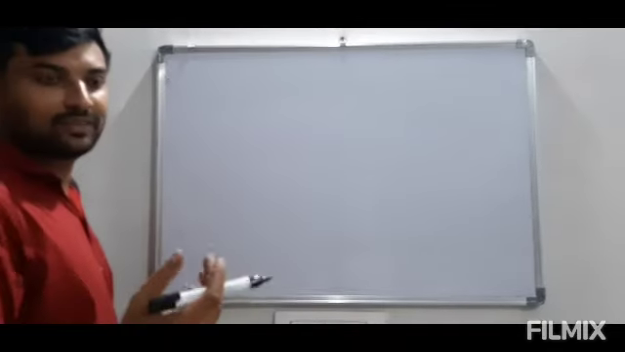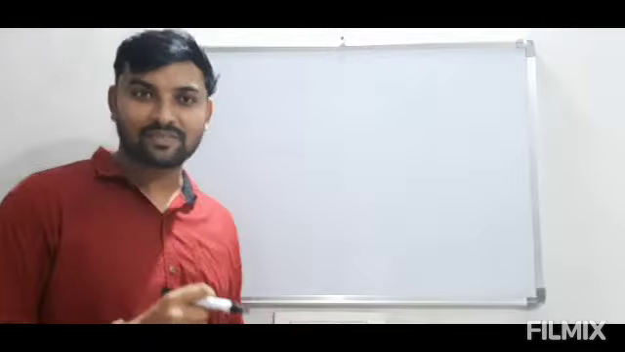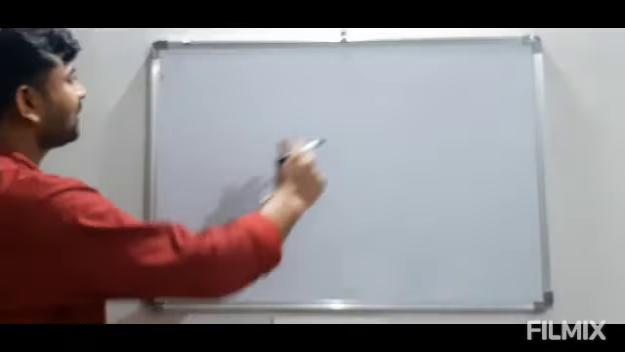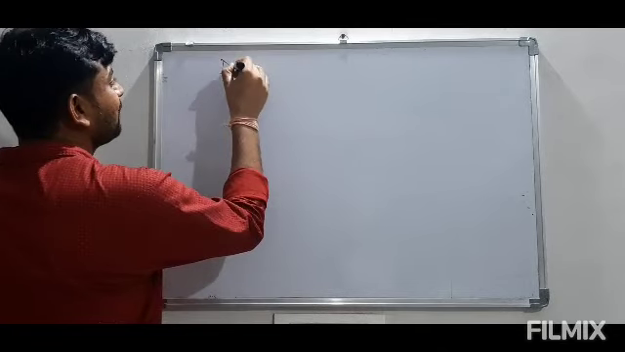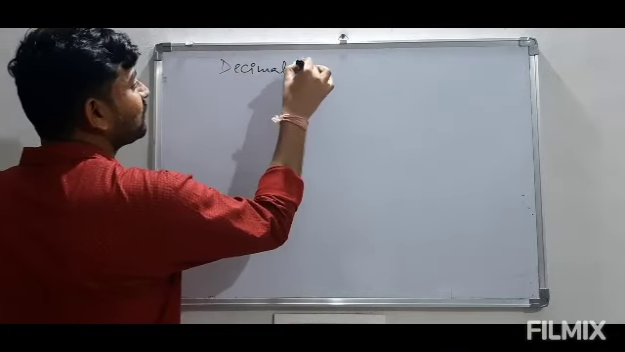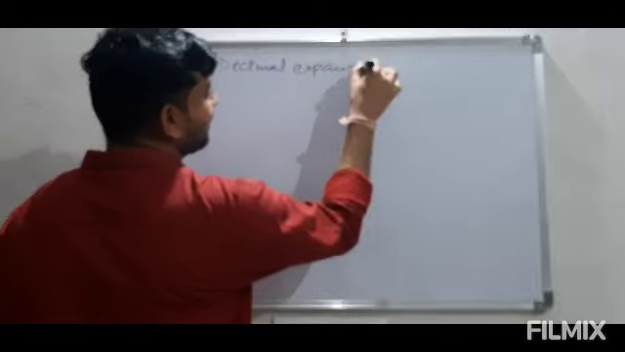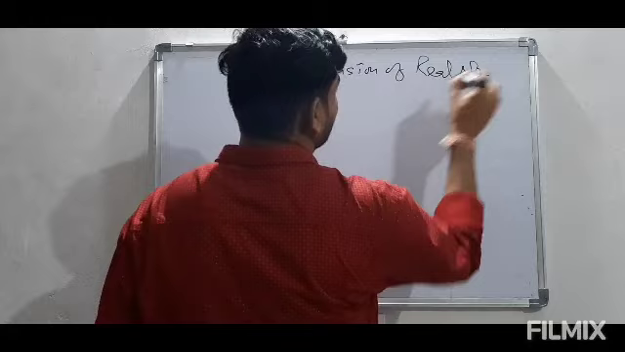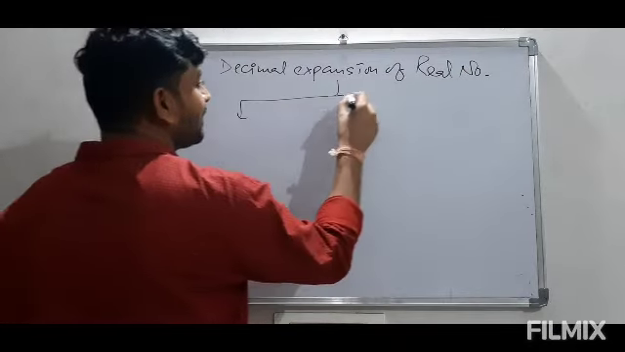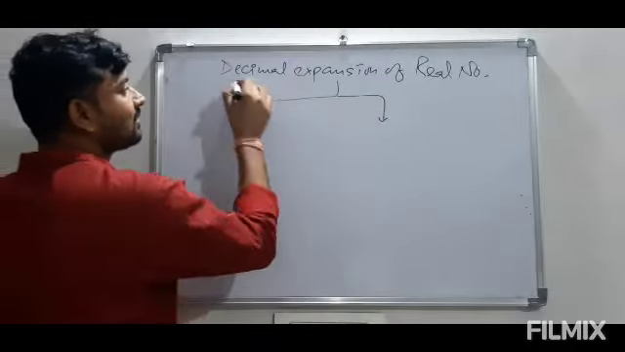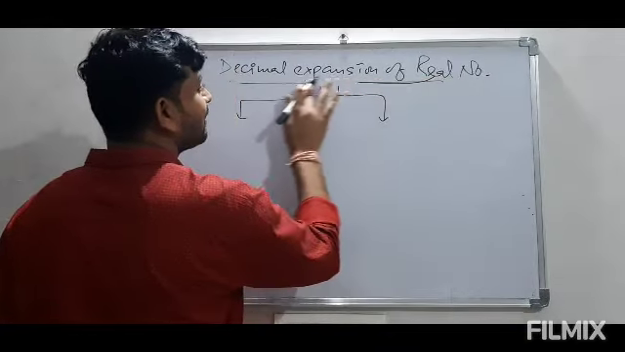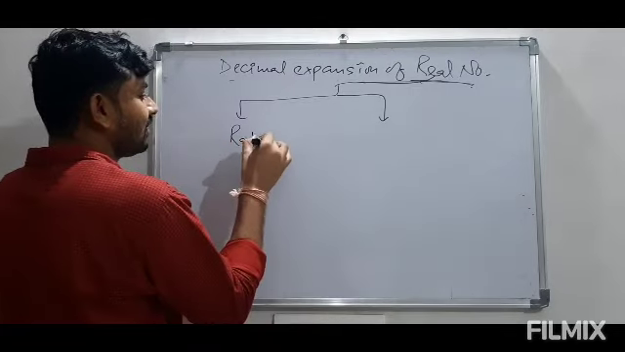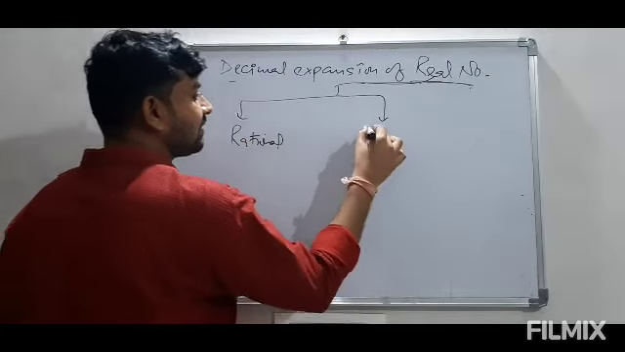So now let us come to the remaining part, the last topic, that is about rational numbers. Before going to that, I just want to discuss decimal expansion of real numbers, meaning rational and irrational both. As we know, real numbers can be divided into two parts, that is rational and irrational.